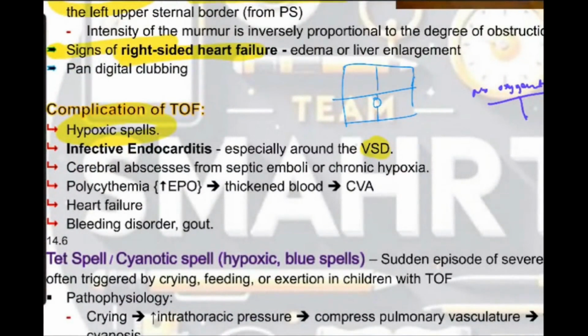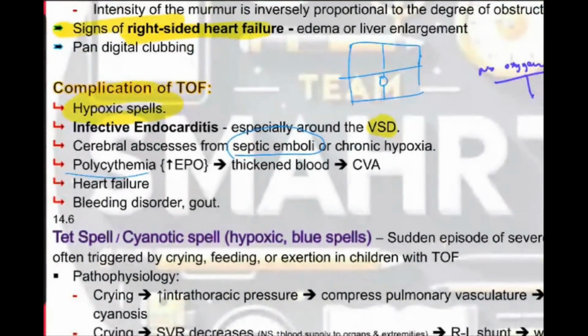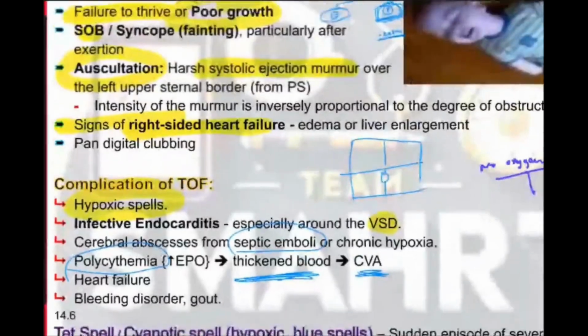And that infective endocarditis, those vegetations may dislodge, creating a septic emboli that might go into the brain. And due to chronic hypoxia, polycythemia can occur. That polycythemia will thicken the blood, leading again to stroke. This is another reason. Heart failure, we already talked about this, right heart failure. Some bleeding disorders and gout can also be seen in such patients. Okay, this is about TOF.